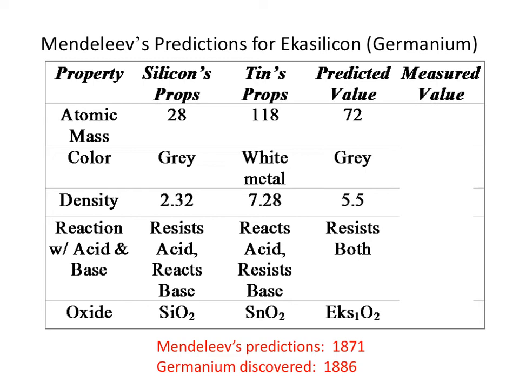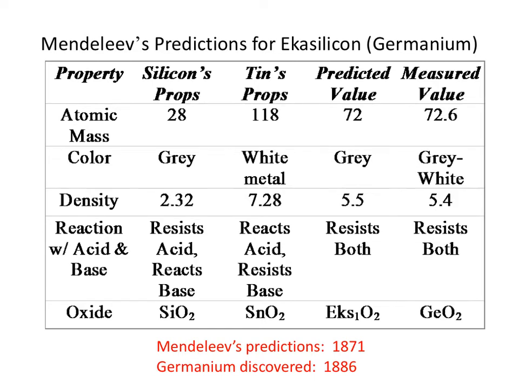And so Mendeleev made these predictions in 1871. Germanium was actually discovered in 1886, and so this was a big moment of truth, right? Did the properties of what came to be called germanium match Mendeleev's predictions? Right, and so the incredible thing, and the reason Mendeleev gets, in part, so much credit for his development of the periodic table is when you compare his predictions to the measured values, he was basically spot on.